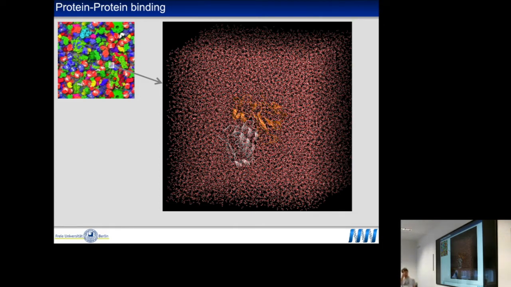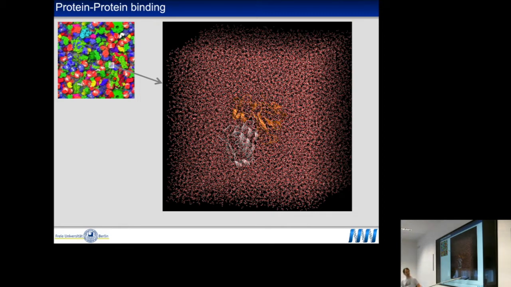Barnase is a bacterial protein, and Barstar is another protein which the same bacterium expresses, which is a natural inhibitor. So it can bind to Barnase and inhibit its activity, which is basically to cleave RNA.